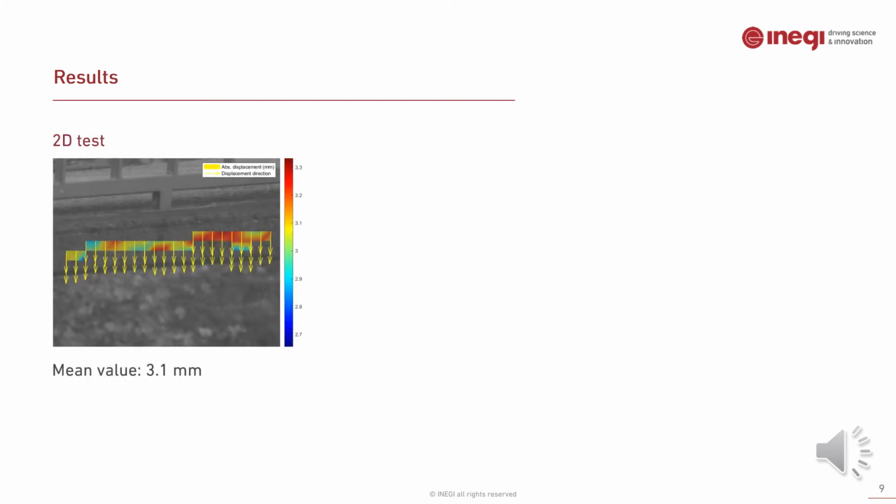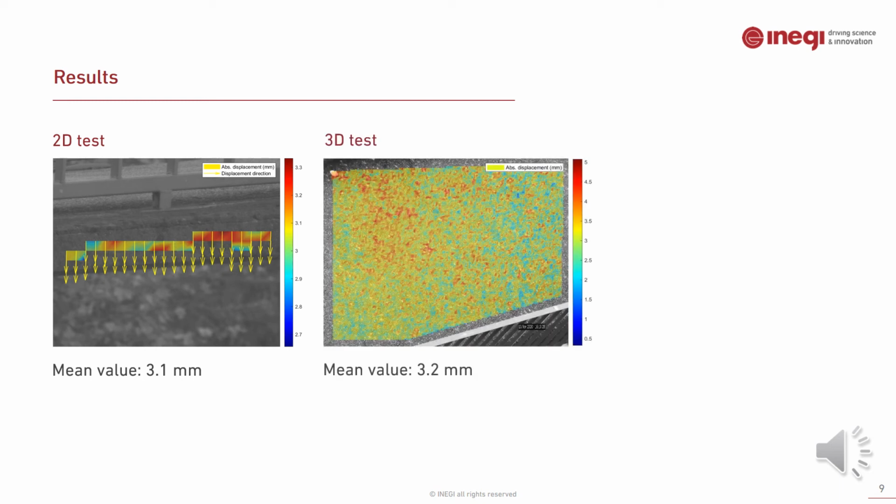And now we'll look at the results for both tests. Here is the 2D test with the displacement magnitude represented as a field, and the direction of the displacement of each subset represented as well. The mean value of the displacement overall of the subsets was 3.1 millimeters. And here are the 3D test results. We can see the absolute displacement field over the region of interest, with a mean value over this whole area of 3.2 millimeters.